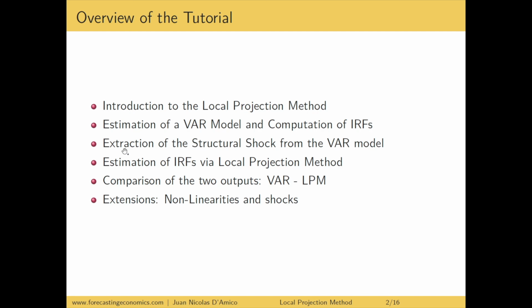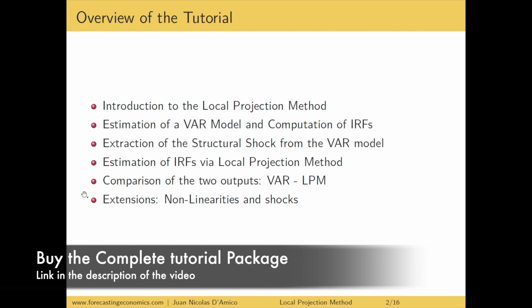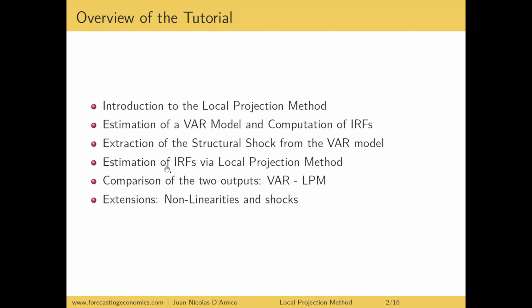In video number 3, I'm going to show you how you can extract the structural shock from the vector autoregressive model. Finally, in video number 4, I'm going to be going through the estimation of the impulse response functions using the local projection method. We're going to be comparing the two outputs, that is, the impulse response functions that were generated using the vector autoregressive model and the local projection method. And finally, I'm going to be talking about some extensions, some of the things that are being done in the literature, which is using nonlinearities, using state dependence, and also identification of different shocks. So those are going to be the 4 videos.